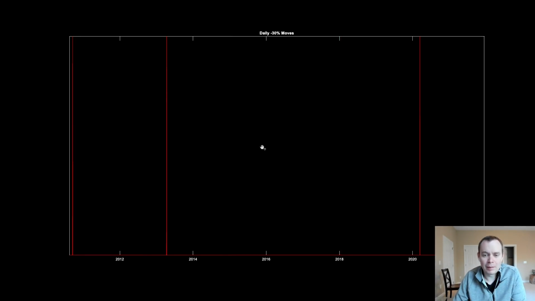25% moves have been known to happen, 30% and 35% moves. So on the daily time frame, you can see there's been 3 days in Bitcoin's life where it dropped 35% from open to close. Now, these aren't the fun charts to look at.